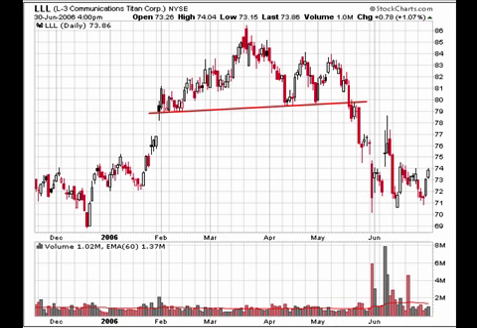L3 Communications. This would be considered a reversal situation. The stock rallied and then formed a 4-month top that doesn't meet the criteria of a head and shoulder top, but when support is easy to define, it's still playable.